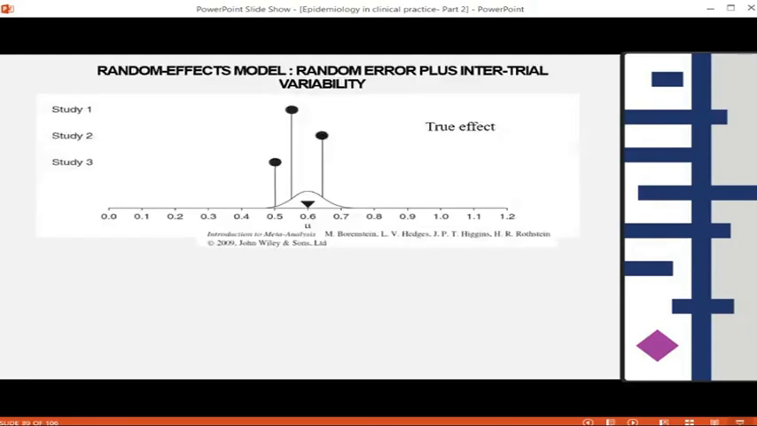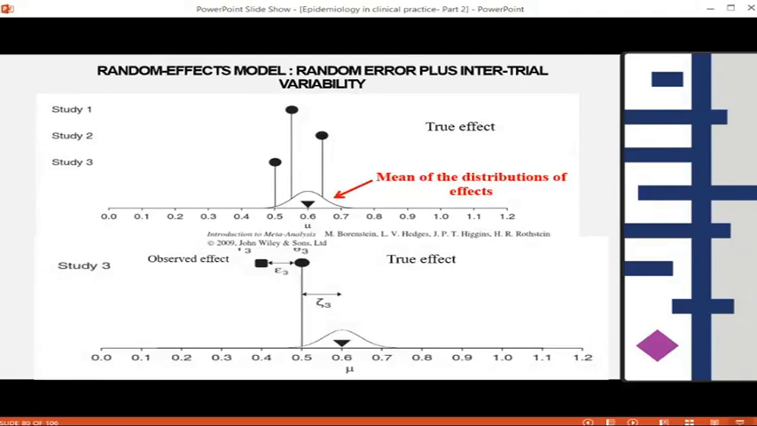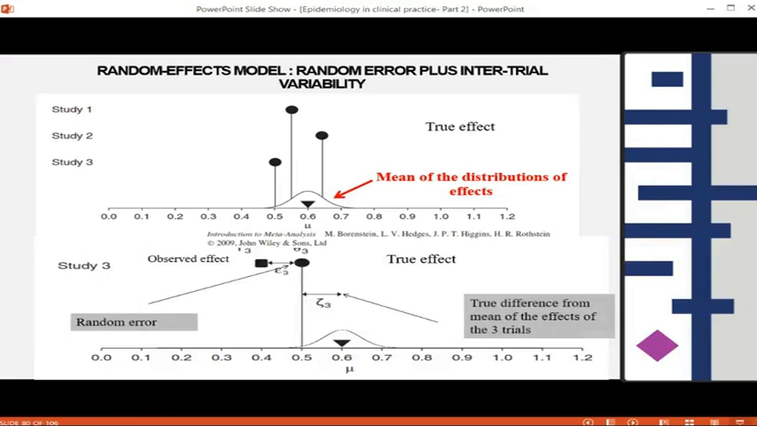So it's like saying there is no one true effect. Each study has got its own true effect. What we are describing in a random effects model is the mean of the distribution of the effects. There's a term called tau, which is the standard deviation of this particular distribution. So it assumes that the difference is accounted for by random error plus true difference from the mean of the effects of the studies.